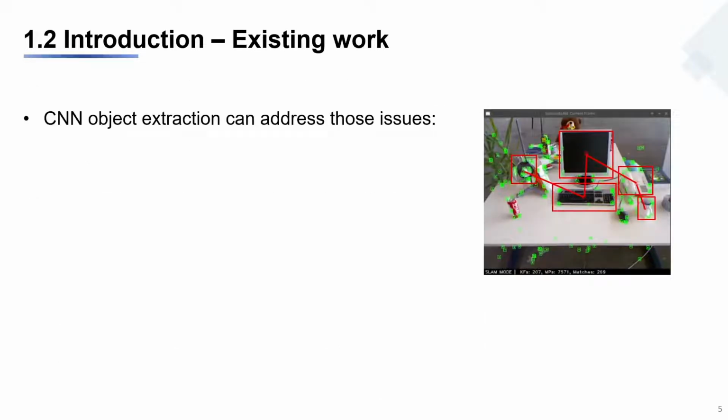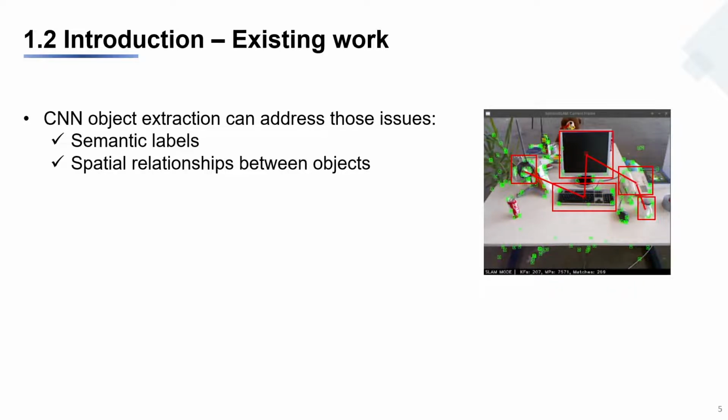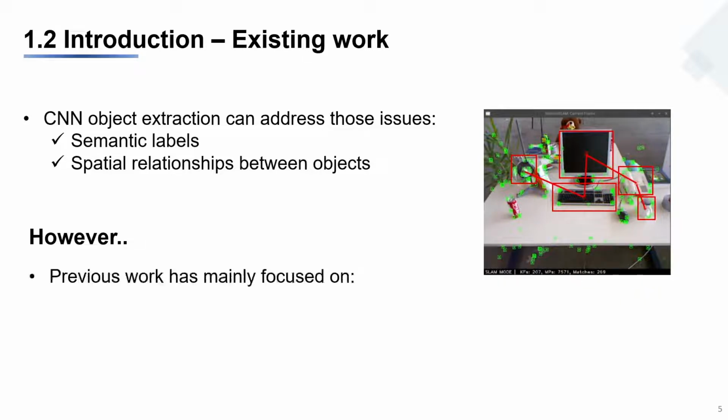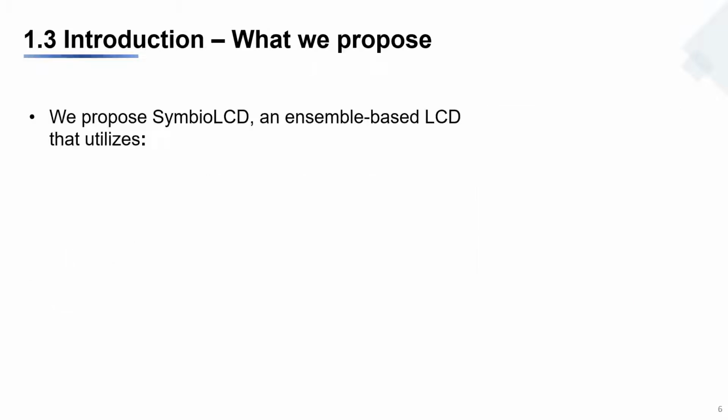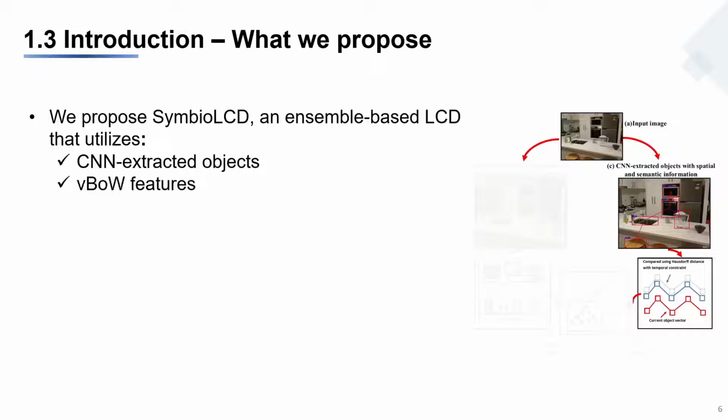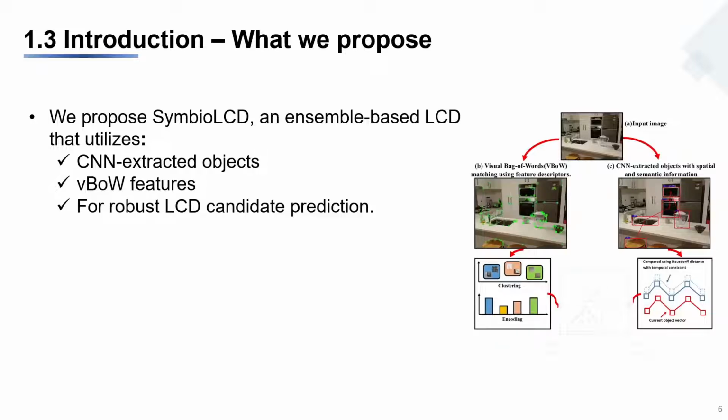CNN object extraction can address those issues by providing semantic labels of each object in the scene and spatial relationships between objects to aid loop closure. However, previous work has mainly focused on replacing visual bag of words with CNN-derived features. We propose SymbioLCD, an ensemble-based loop closure detection system that utilizes both CNN-extracted objects and visual bag of word features for robust LCD candidate prediction.